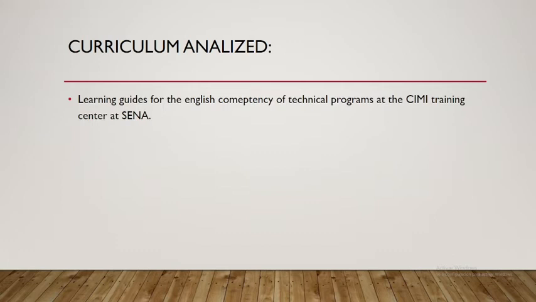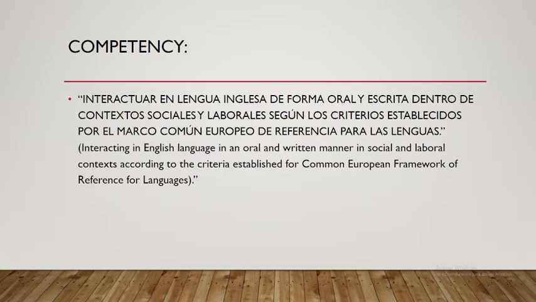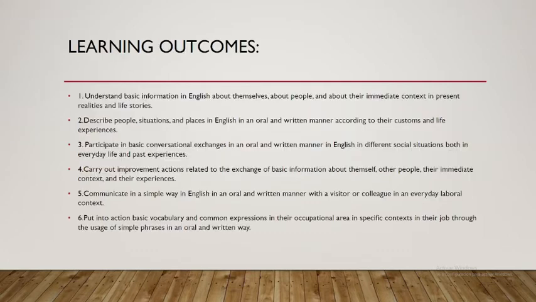it. The competency is interacting in English language in an oral and written manner in a social and laboral context, according to the criteria established for the Common European Framework of Reference for Languages. It has 6 learning outcomes. Understand basic information in English about themselves, about people, and about their immediate context in present realities and life stories.